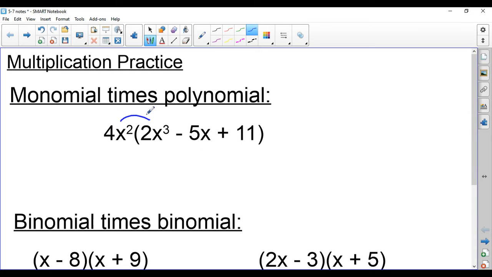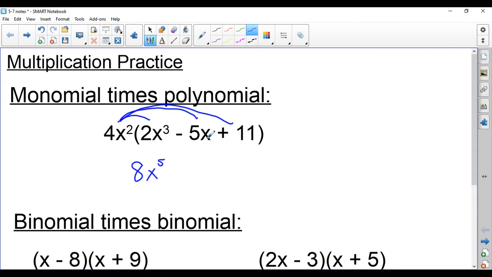This is where we have to distribute and multiply that 4x squared times all the terms inside the parentheses. And when we multiply, the constants, their coefficients, times each other. So I'm going to multiply 4x squared times 2x cubed. 4 times 2 is 8, and x squared times x cubed is x to the 5th because I add the exponents.